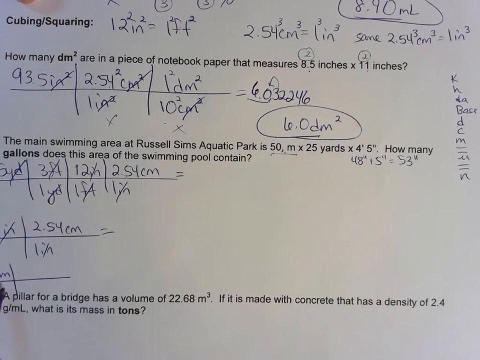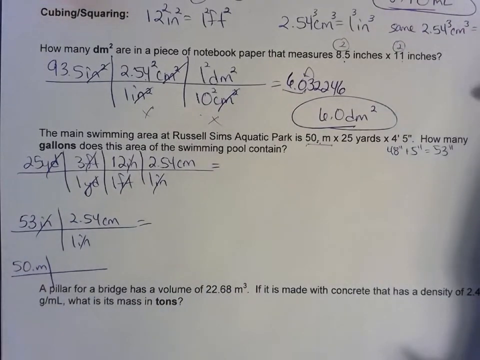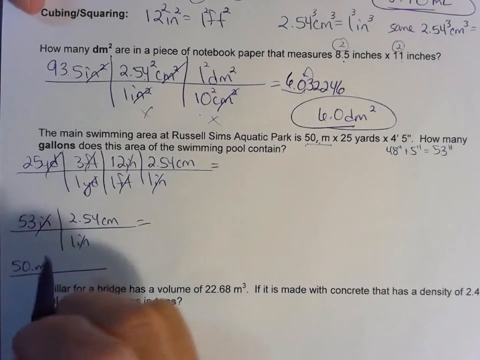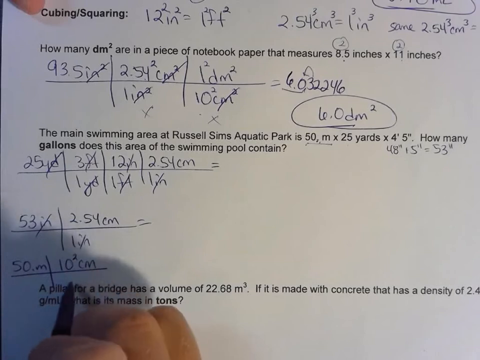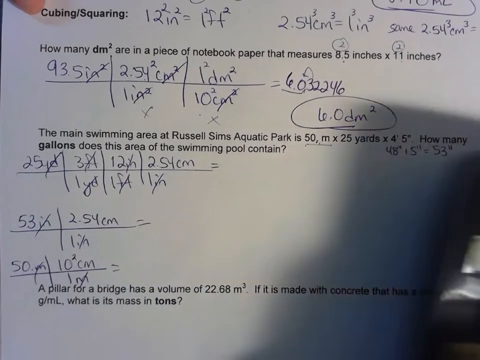centimeters. Here are my 50 meters. So let's go up here and notice the difference between centi and base. That's 2 steps. That means centi's smaller, base is higher, it's bigger. So that would be 10 to the second centimeters in 1 meter. Meters cancel.